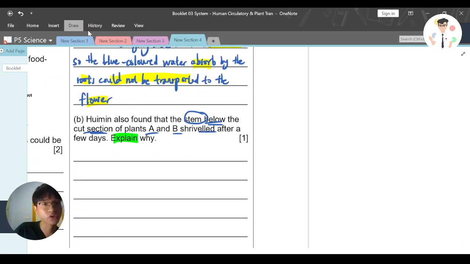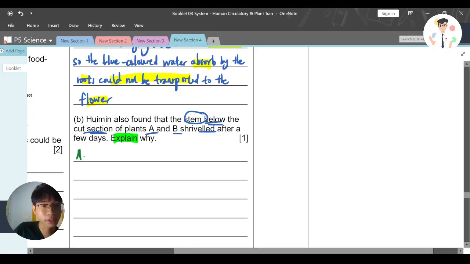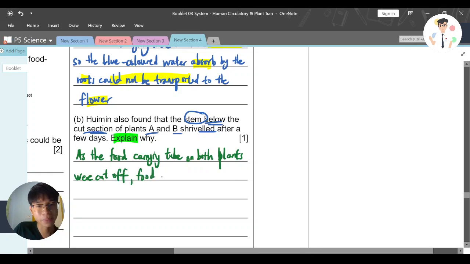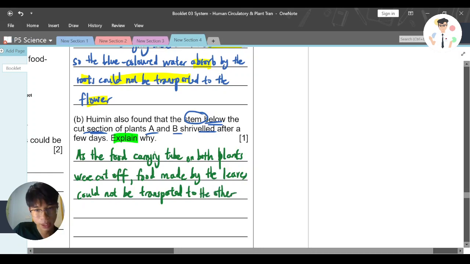Again, they use the word explain, so you must explain: as the food carrying tube on both plants were cut off, food made by the leaf could not be transported to the other parts of the plant that is below the cut section.